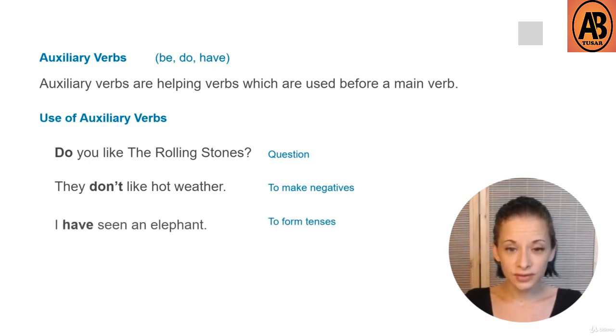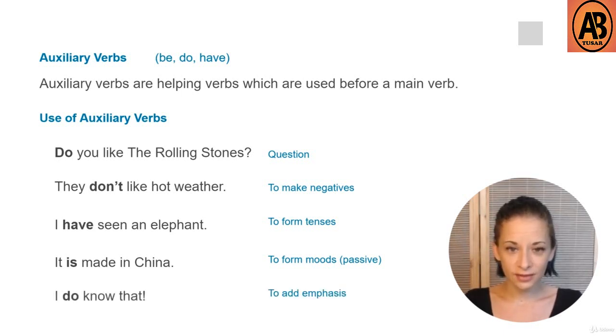Auxiliary verbs are also used to form some tenses, like this example here, I have seen an elephant. Here, the auxiliary verb have is used to form the present perfect tense. Auxiliary verbs are also used to form moods. For example, the passive uses be, here in the form of is. It is made in China.